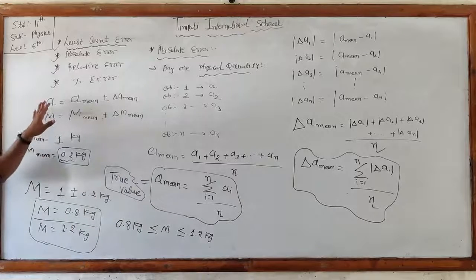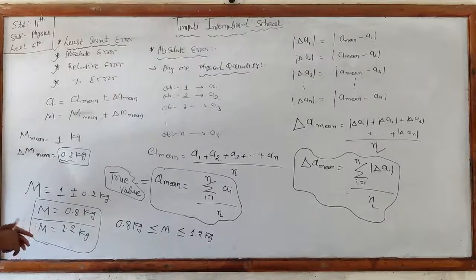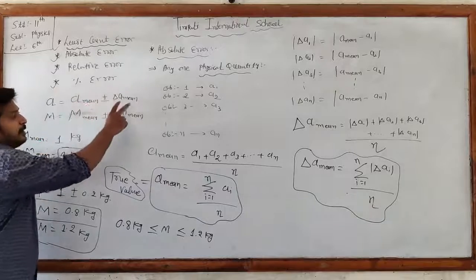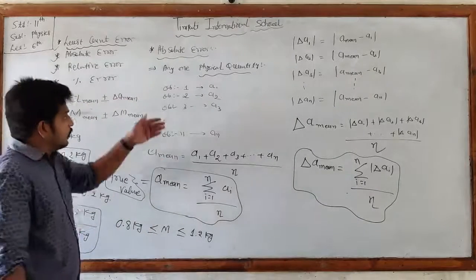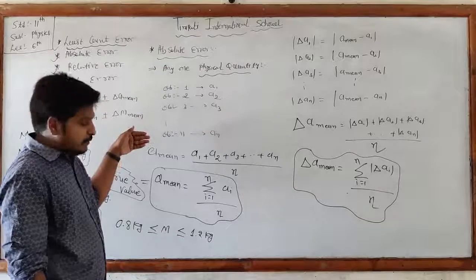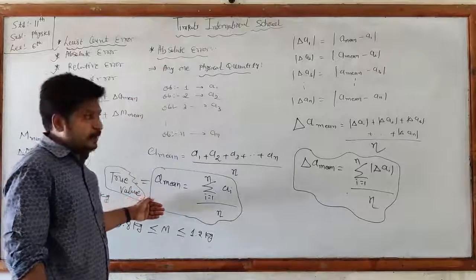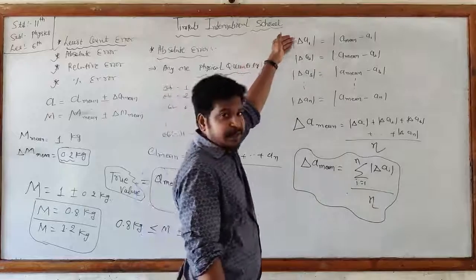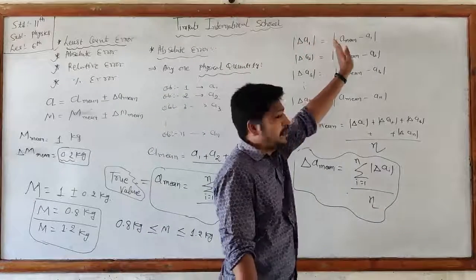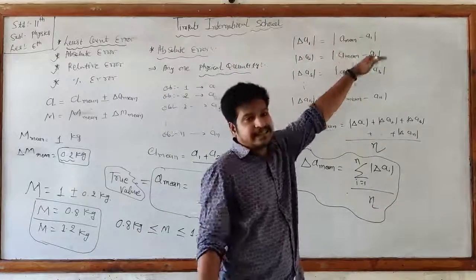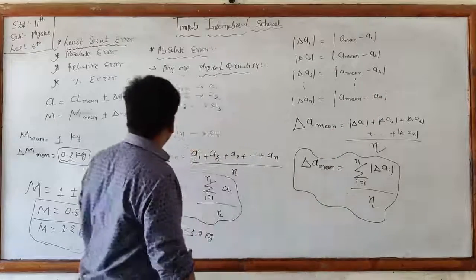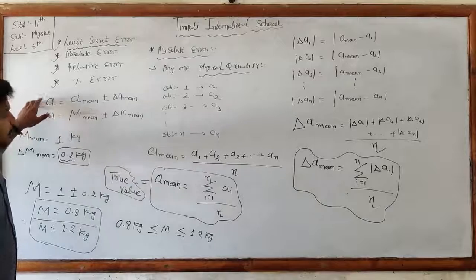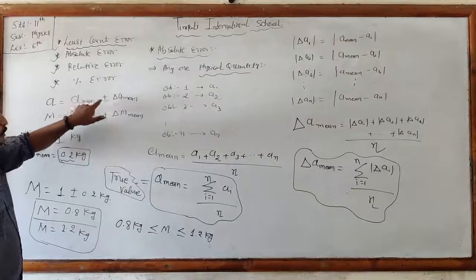You have to find this out, right? So for that you have to find the true value and then you have to find the absolute error. So what do we do? We take a number of observations, then we find A mean, then we find the absolute error. What is absolute error? It is nothing but A mean minus the first observation, A mean minus the second, then we take the average of that. Then our actual physical quantity is equal to the true value plus or minus its error.